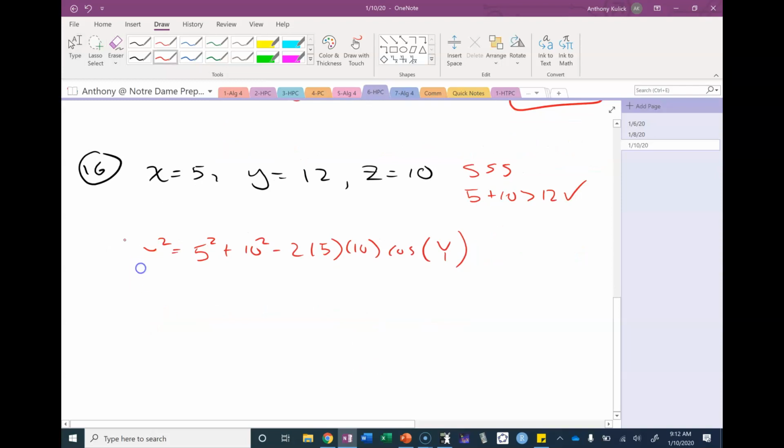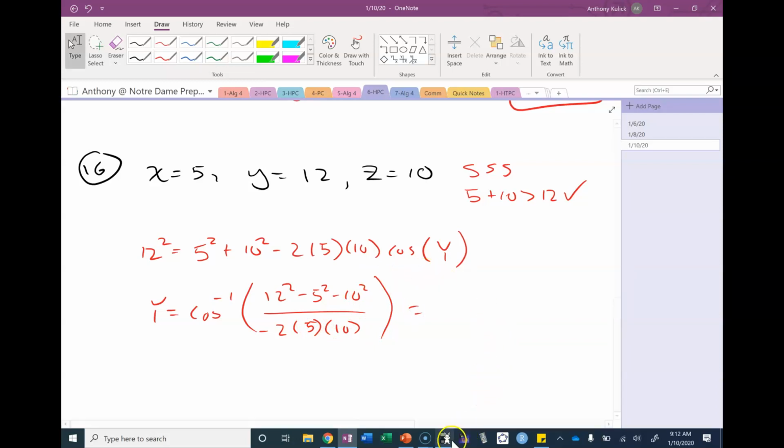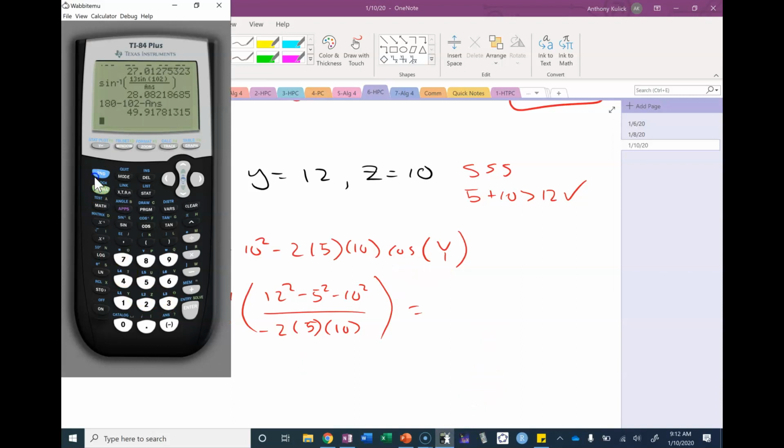I don't know why I wrote y there. I should have just written the number 12. All right, to solve for angle y, I'm going to subtract 5 squared from both sides, subtract 10 squared from both sides, divide by negative 2 times 5 times 10, and then take the cosine inverse of that whole shebang. I like to do that all in one line in my calculator.